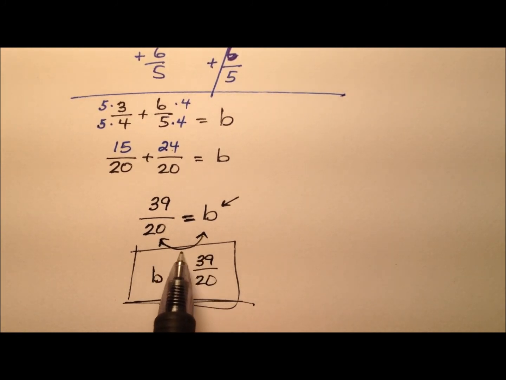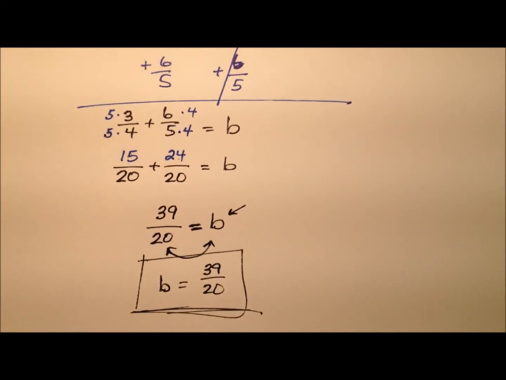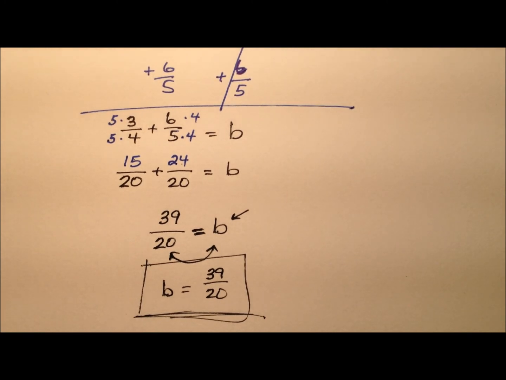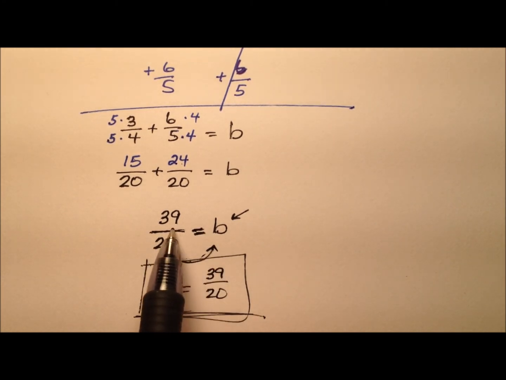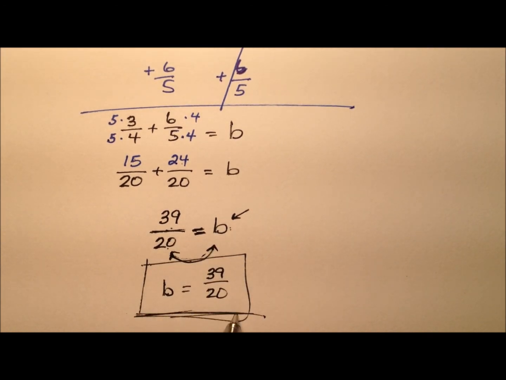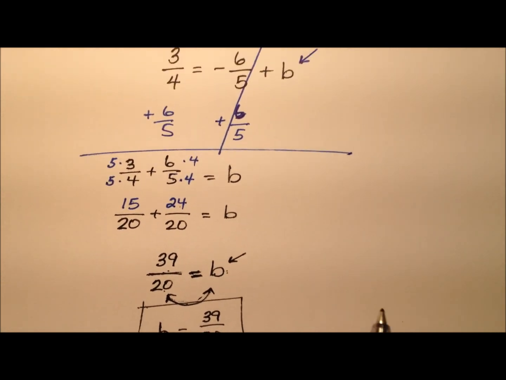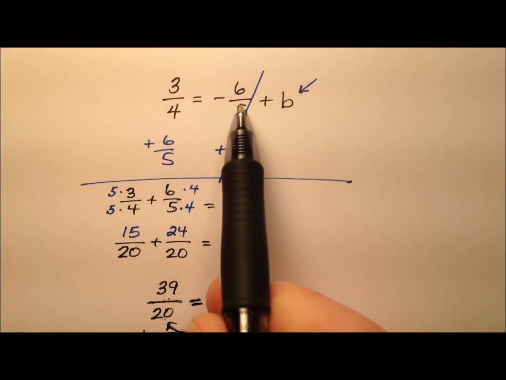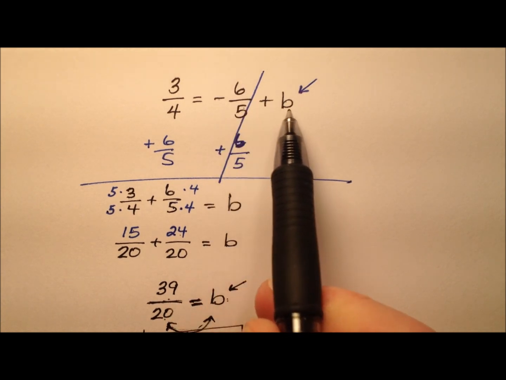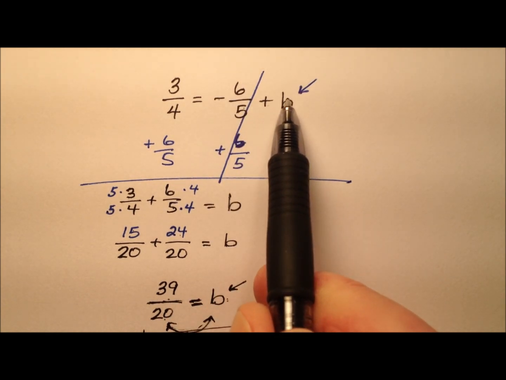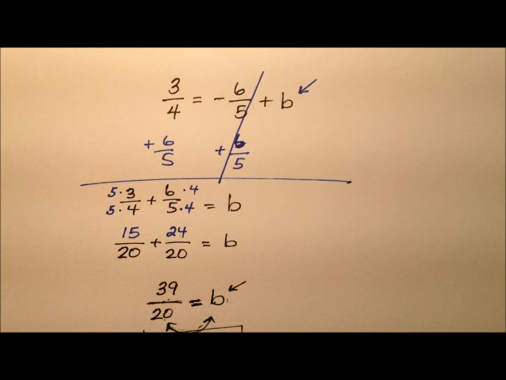And I'm able to exchange these two sides of the equation like this because of what we call the symmetric property of equality. So if these two sides of the equation are indeed equivalent to one another, then I can exchange one for the other. The left side can move to the right, and the right side can move to the left. So in this case, the value for our variable b is 39/20. So what I know to be true is that when I take -6/5 and add to it 39/20, I will indeed get 3/4.